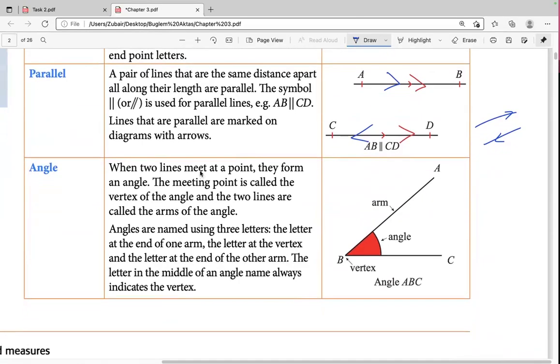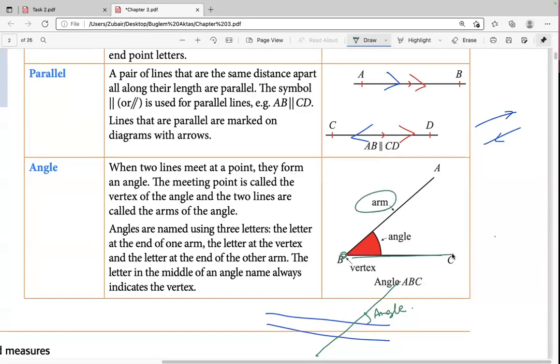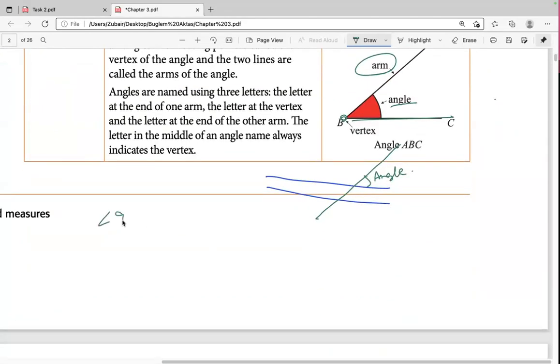Now, angle. If two lines meet, they definitely meet at an angle. Let's say one of the roads is traveling this way, another road this way, but there comes a transverse road which intersects these two. So whenever two lines meet, they meet at an angle. Now, we have an arm, we have the vertex, this is another arm, this is the angle. When it is less than 90 degrees, we call it an acute angle.